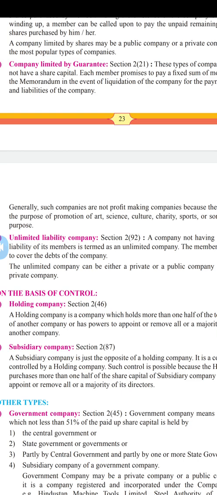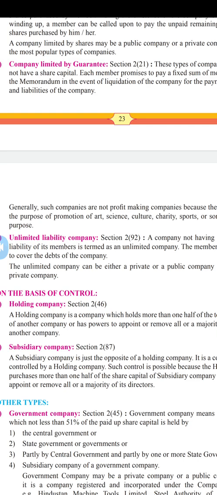We learn it one by one. First is government company. Government company means any company in which not less than 51% of the paid up share capital is held by central government, state government, or partly by central and partly by state government, or the subsidiary company of the government company. That means when not less than 51% of the paid up share capital is held by these, then that company is called a government company.